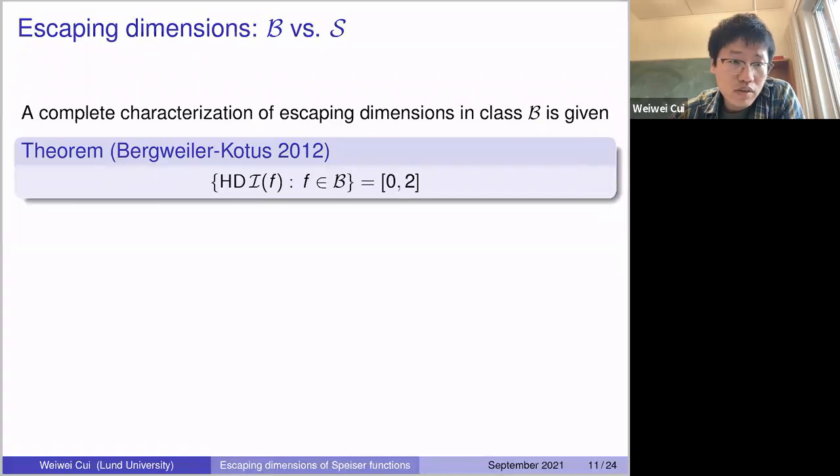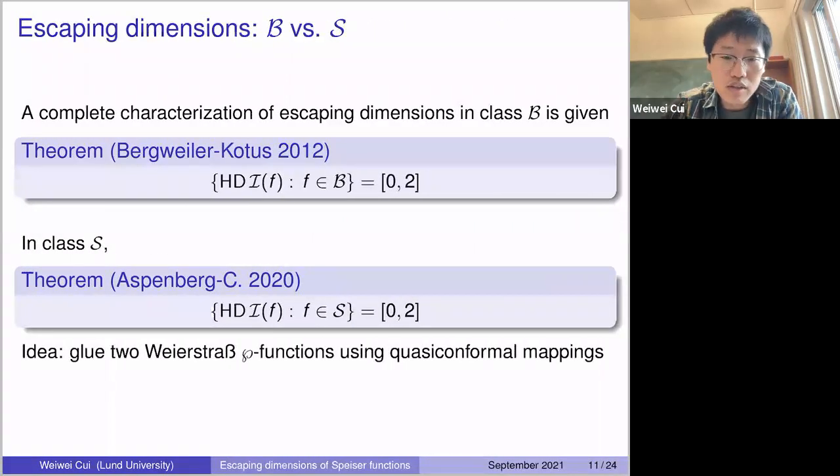I would also like to address the difference in the Hausdorff dimension of the escaping set in the two classes, class B and class S. For class B functions, it was a result of Bergweiler and Kotus in 2012 that every number between 0 and 2 can be attained as the Hausdorff dimension of the escaping set for a function in class B. On the other hand, recently we saw that for class S functions, you can also have a similar result. Of course, we prove this with a different method.